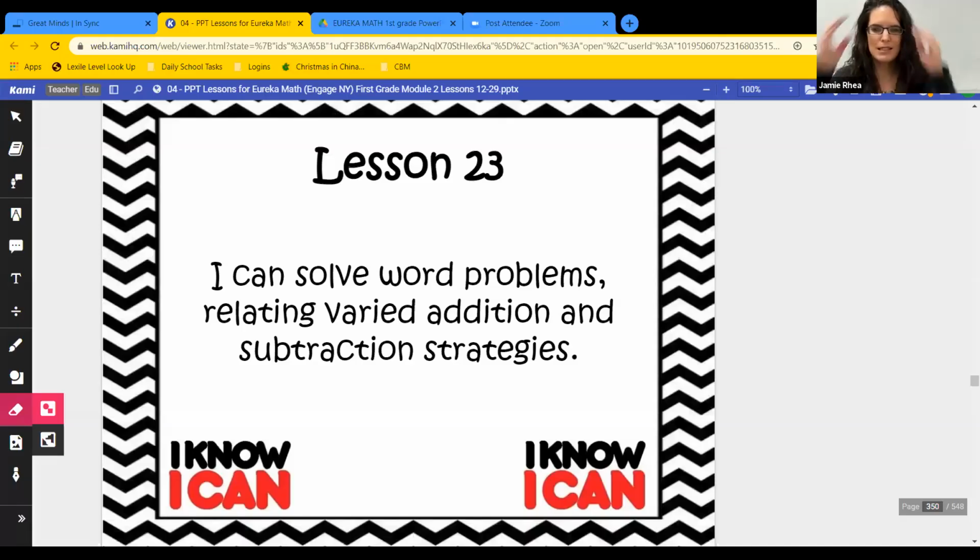And let's look at lesson 23. What are we doing today? Solve word problems relating varied addition and subtraction strategies. That sounds tough, but guess what? It's not. It's not at all.